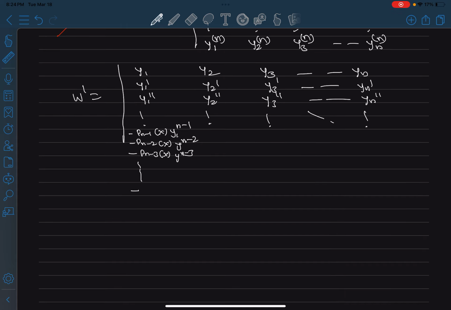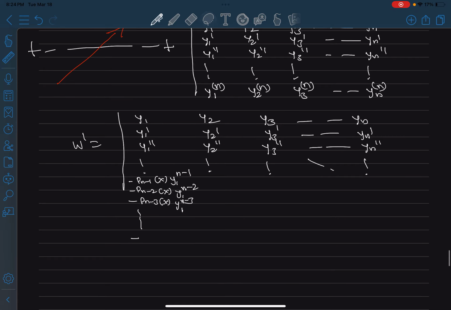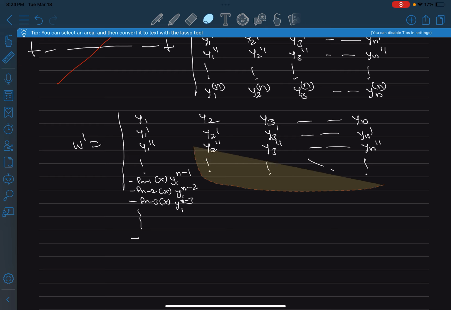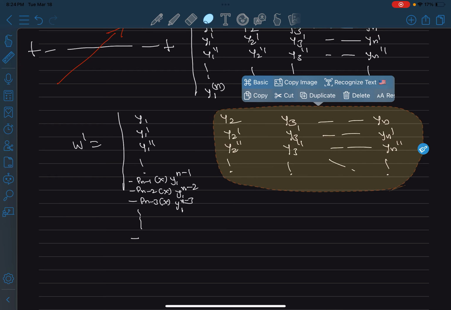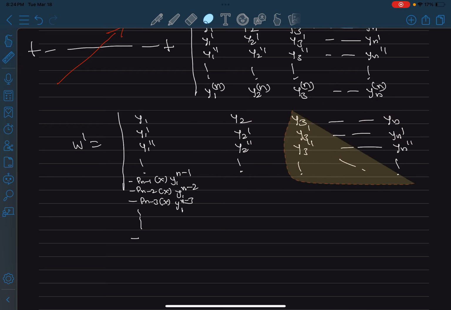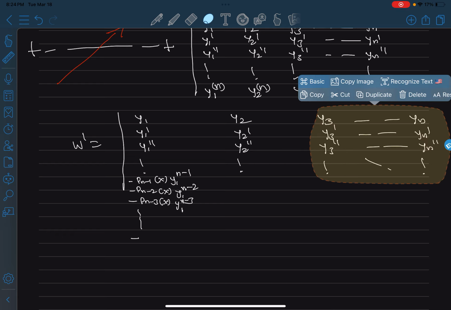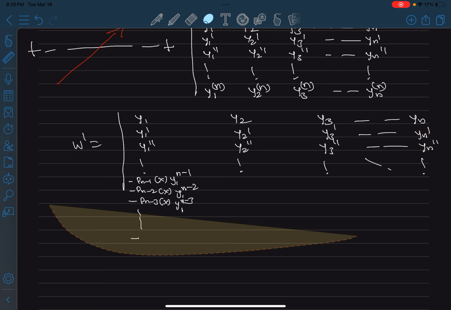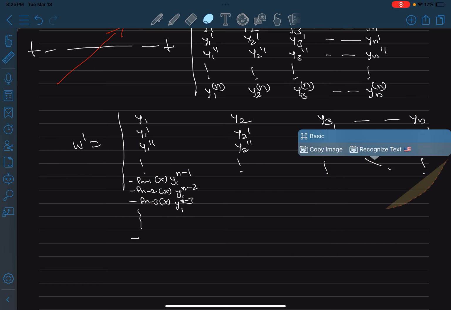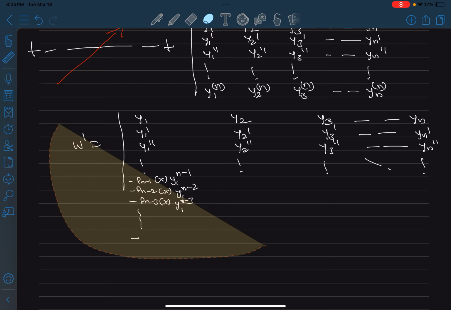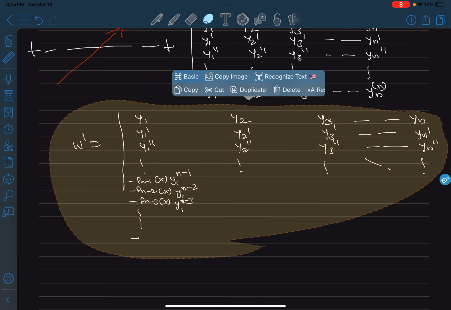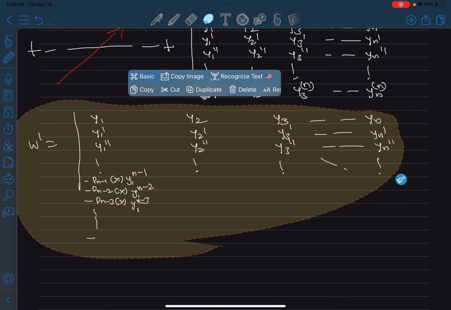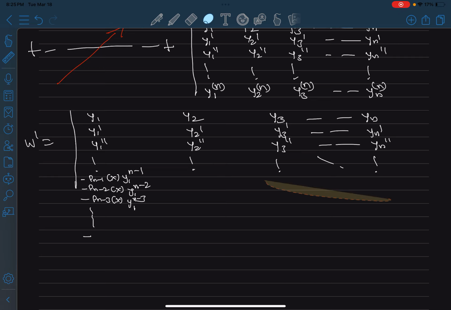And also there should be y1, y1, y1, right? Also, let me give some space over here because I don't think the space will be enough. Yeah, I think that will be enough now. Also, what I can do is take this a little bit to the other side, and then I can give them some space now.